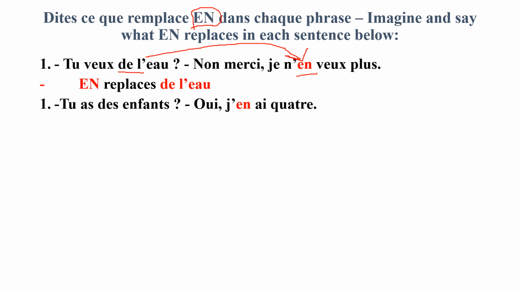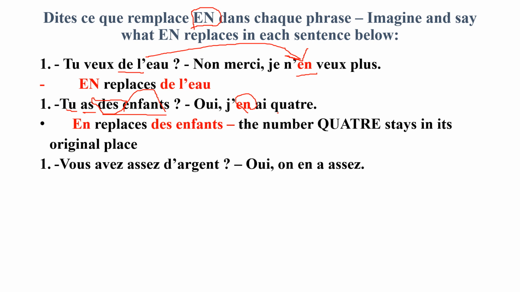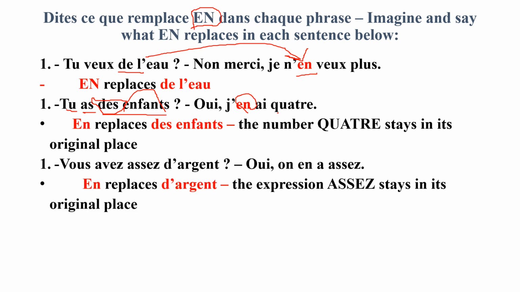Second one, tu as des enfants? Yes, I have 4. So the en over here replaces des enfants. Subject is tu, verb is a, object is enfant, and in front of the object you have a partitive article. Therefore, we replace the direct object with en, but 4, it's a number, leave it at the end. Vous avez assez d'argent? Oui, on en a assez. So en replaces money.